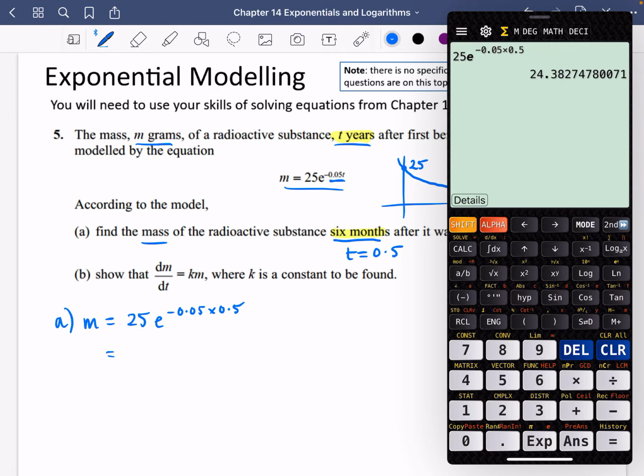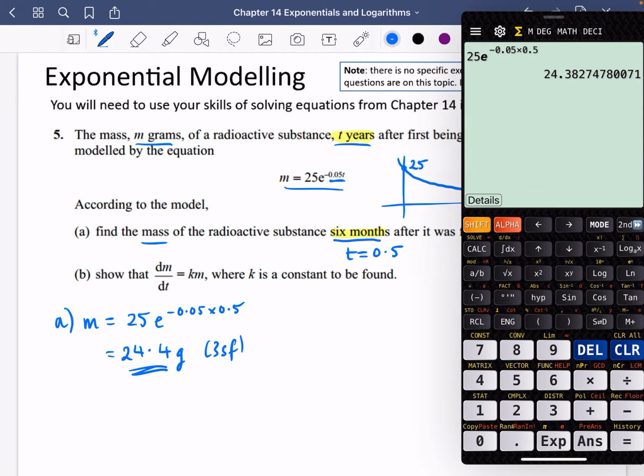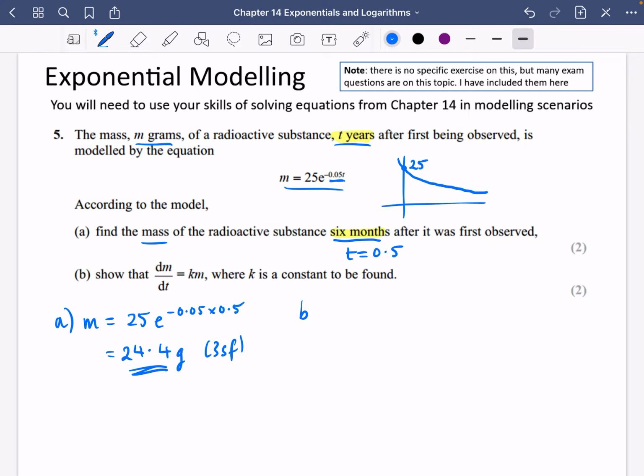And we get that the answer is 24.4 grams to 3 significant figures. It's always useful giving it to 3 significant figures. Only 2 marks, so nice and easy. Part B then, like we did earlier on in this topic, we're going to find out what dm/dt is. So we're going to differentiate it.